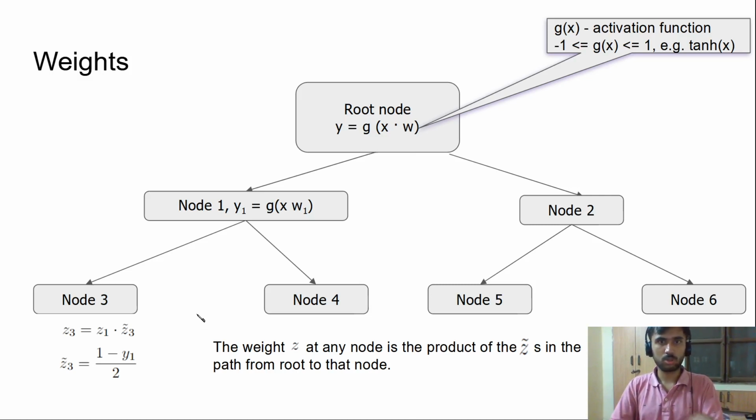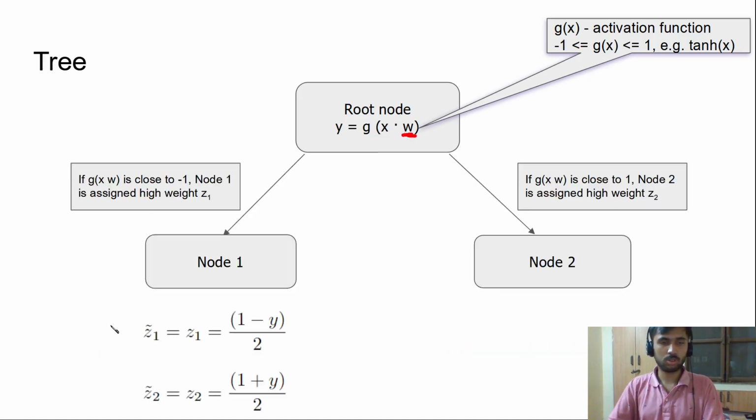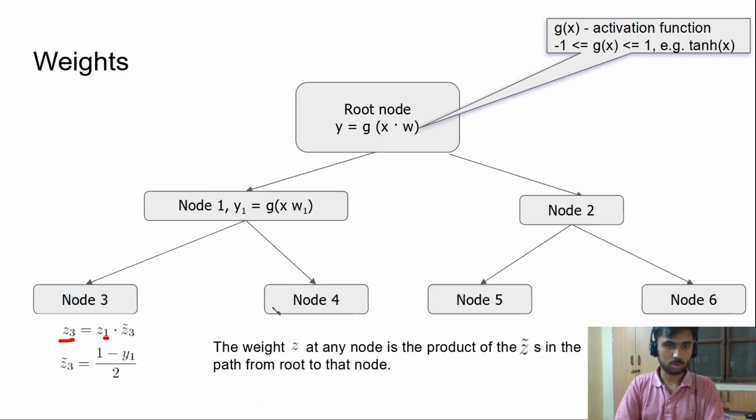This is a 7-node sparse oblique decision tree. In the 7-node sparse oblique decision tree, we calculate the example weight at node 3, which is z3. Now z3 is calculated using z1. What happens is that z1 is multiplied with z3 hat. z3 hat is 1 minus y1 by 2. z3 hat uses the same formula that we used here for z1, that is 1 minus y by 2. Using the same formula and multiplying it with z1, we get z3.